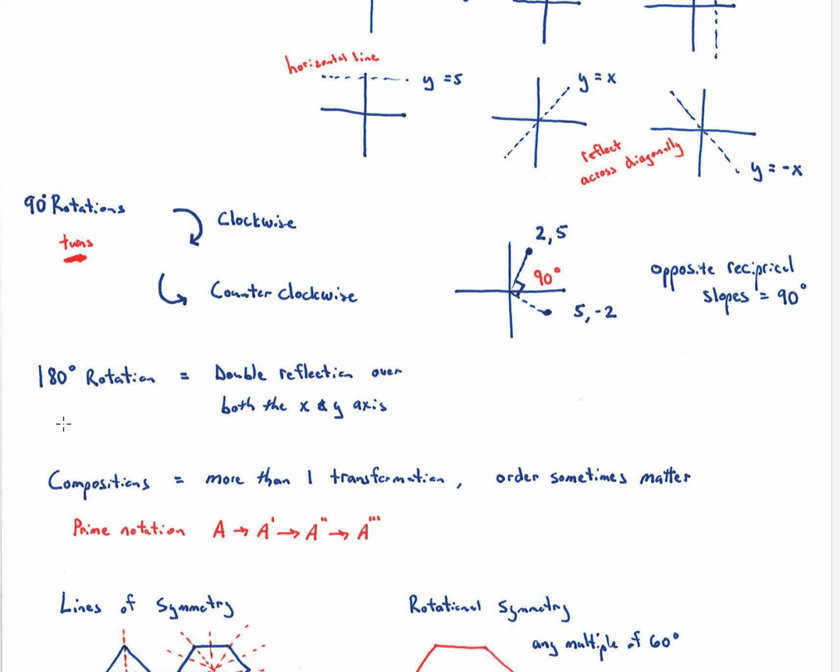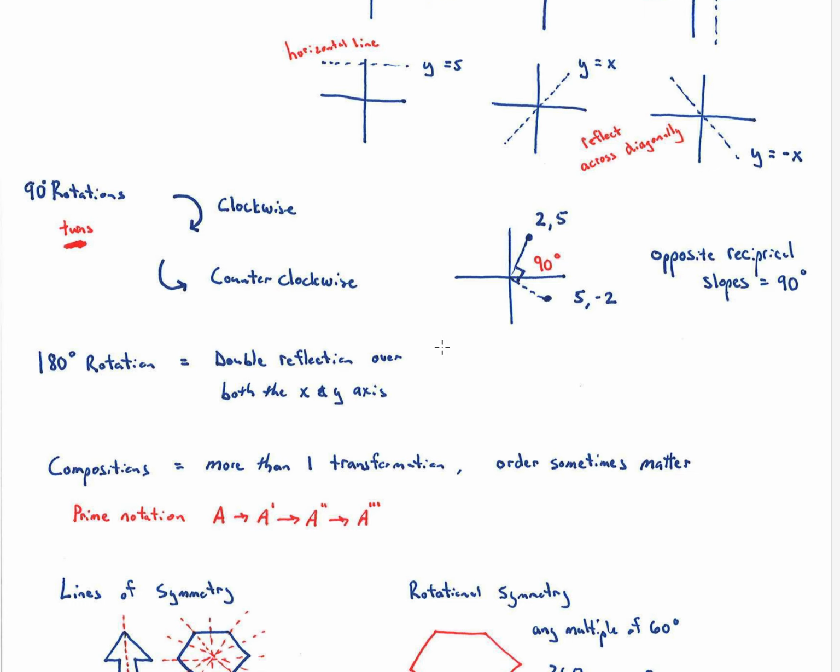If you wanted to do a 180-degree rotation, you actually have 2 choices. Choice 1 is you just do 2 separate 90-degree rotations, or you can do a double reflection over both the x and y axis. So you can flip, and it's the same thing as doing 2 90-degree rotations, and we did go over that in class and showed examples of that.